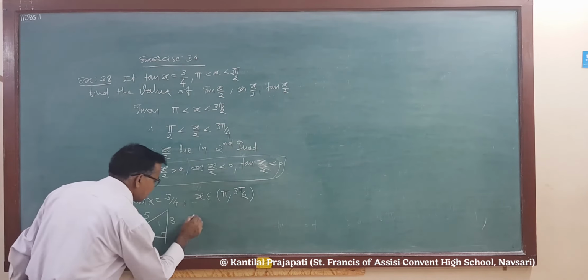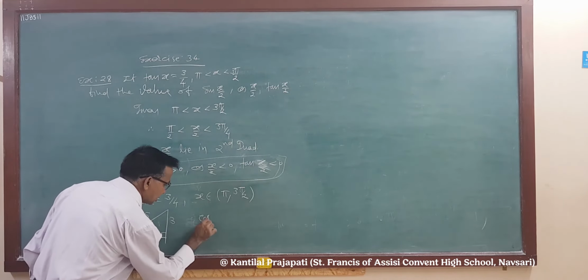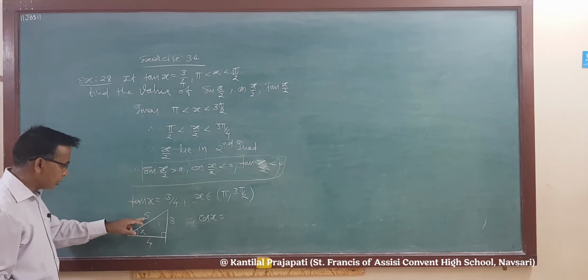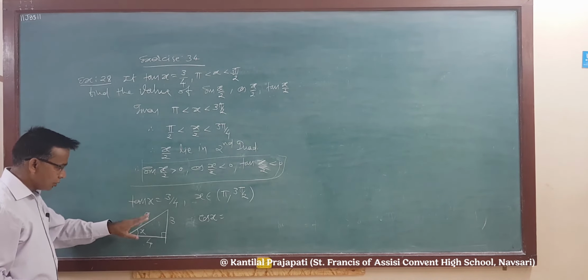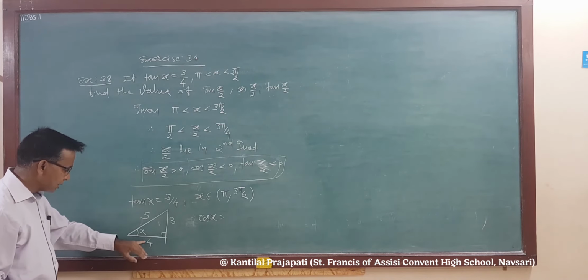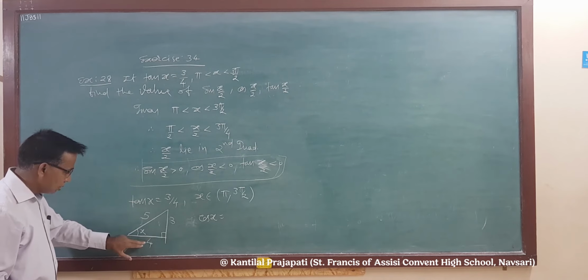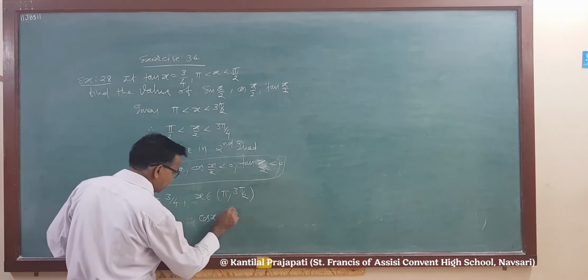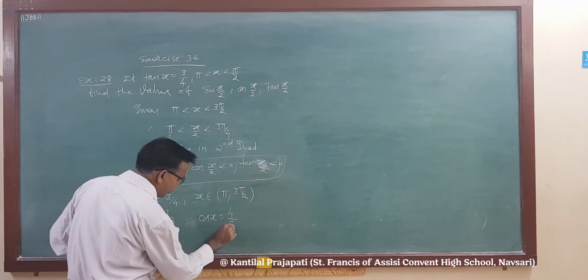What is cos x? So from this we get cos x is equal to what? Adjacent upon hypotenuse. You have learned this already in 10th standard, right? And previously in the starting we have done it also. So cos x is adjacent upon hypotenuse, so cos x is 4 upon 5.